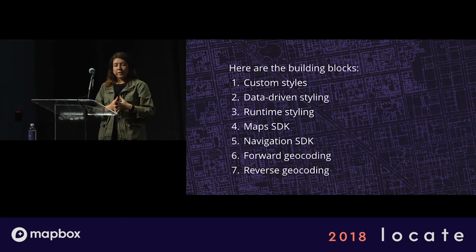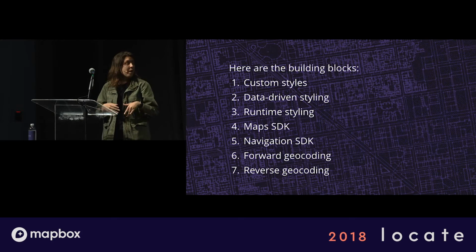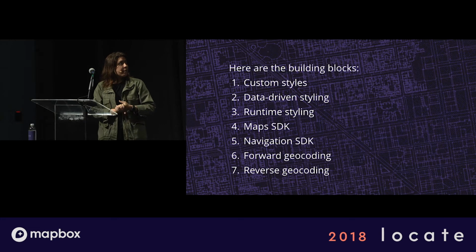So here's an outline of the different building blocks that went into Janie's bike-sharing application. I'll run through each one, but this is the grouping of them all. So custom styles and data-driven styling, runtime styling, our Maps SDK, Navigation SDK, forward and reverse geocoding all went into this entire application. So let's check out how that was done.